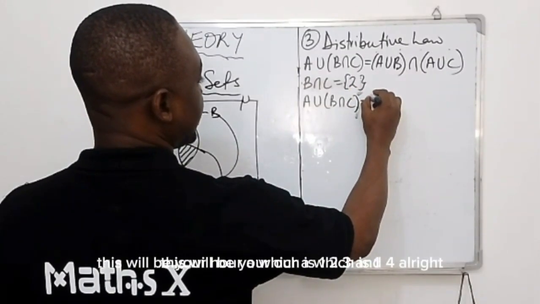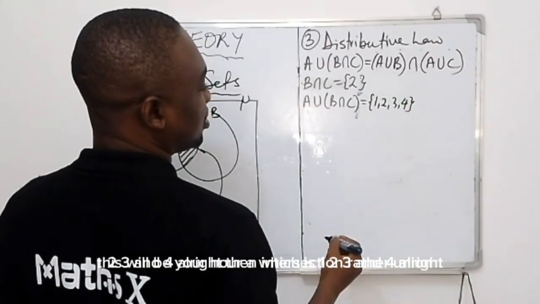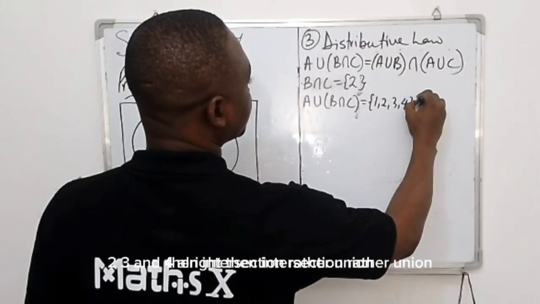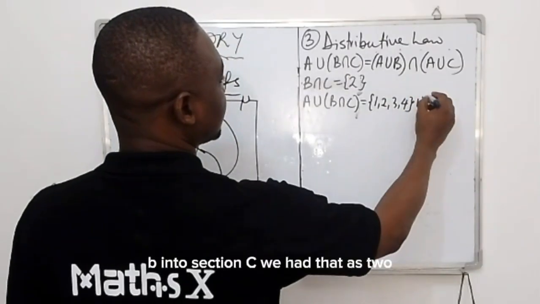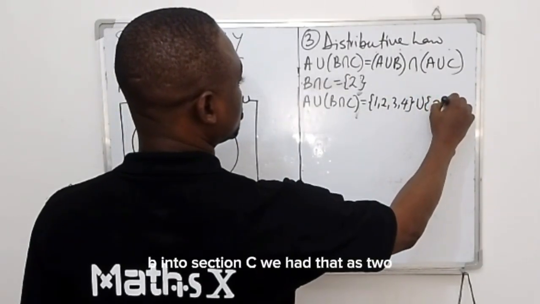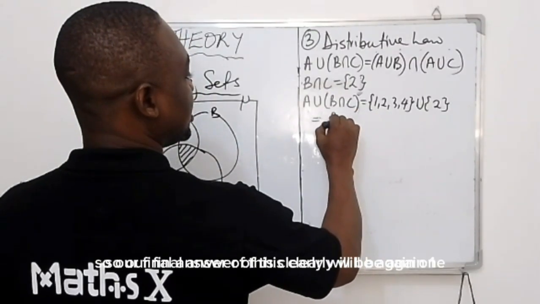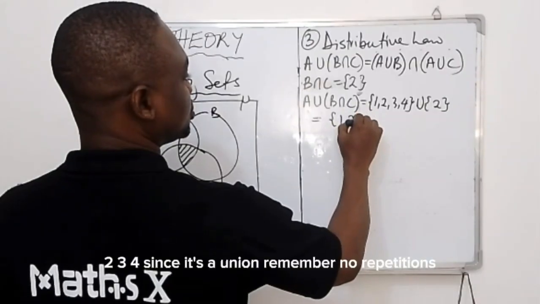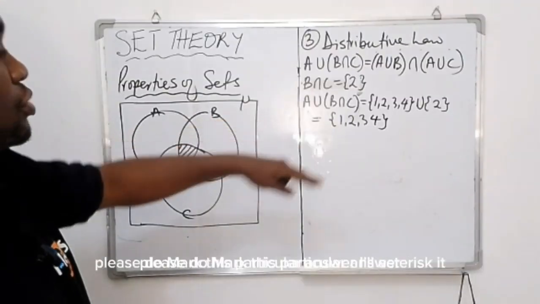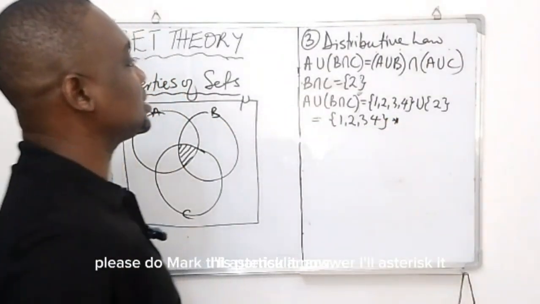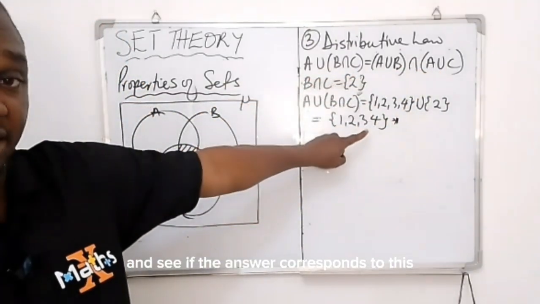This will be our A, which is 1, 2, 3, and 4. All right. Then union B intersection C, we had that as 2. So our final answer will clearly be 1, 2, 3, 4, since it's a union, remember, no repetitions. Please do mark this particular answer. I'll asterisk it.